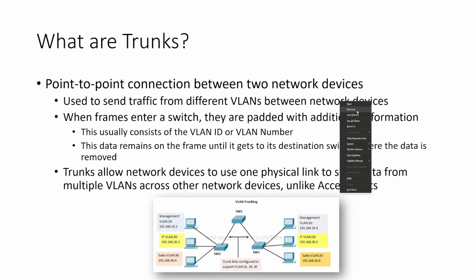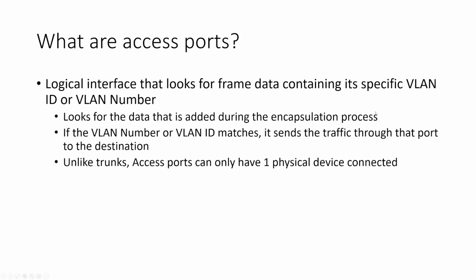What are access ports? Access ports are logical interfaces that accept VLAN data and forward data from a specific VLAN to its destination. This would typically be where the decapsulation would occur. Access ports can only have one VLAN assigned to them. For example, if a switch has an access port assigned to VLAN 20 and the network has data flowing through it including data from VLAN 5, 10, and 20, an access port will only accept data coming from VLAN 20. Any other data will be dropped.